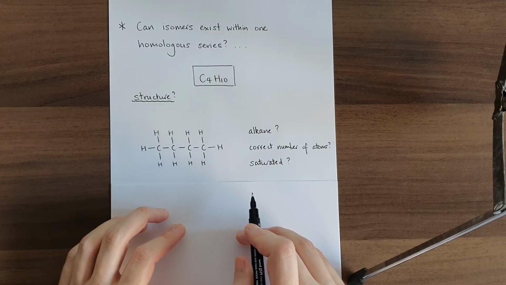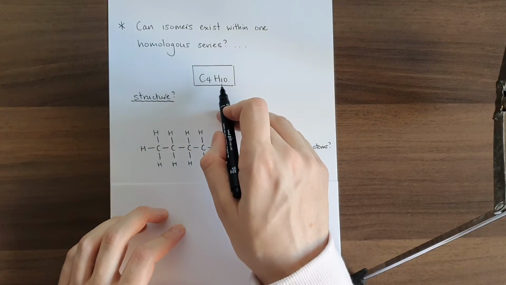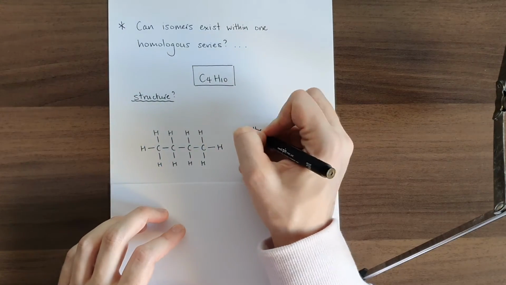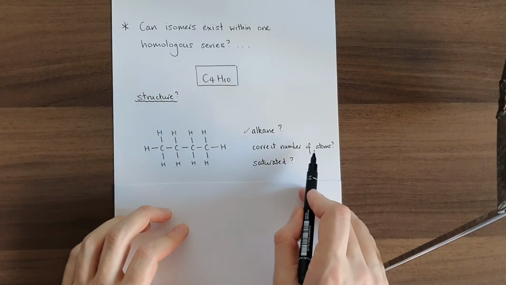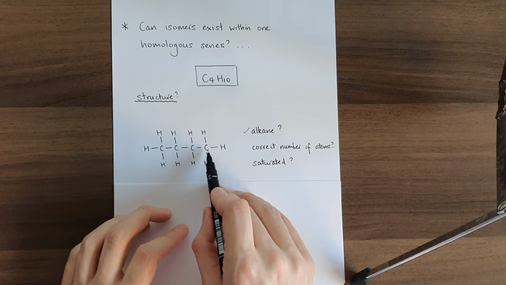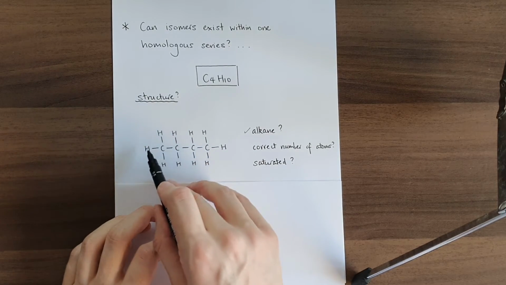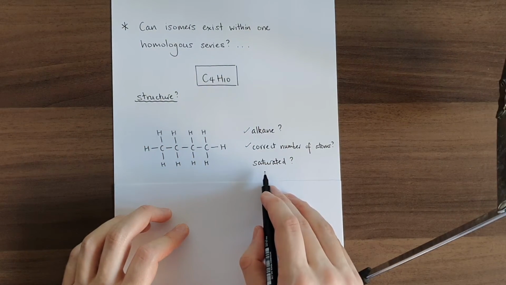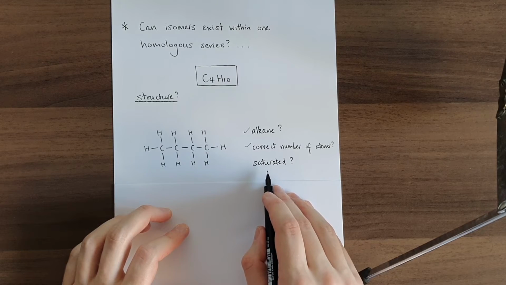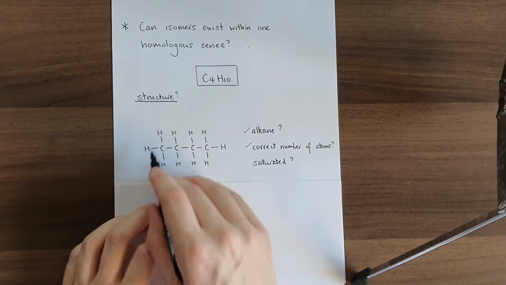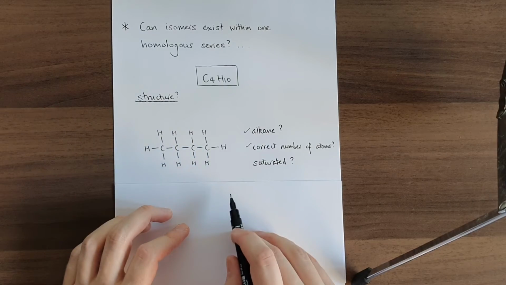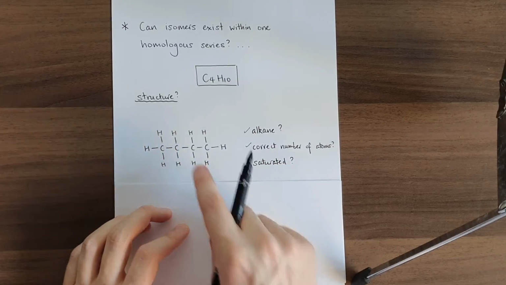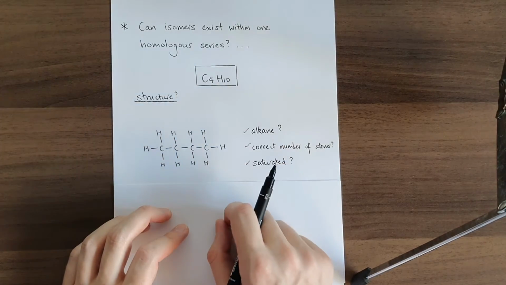So let's go through and make sure that this is definitely correct. Is it an alkane? Well, yes it is, because it follows the general formula of the alkanes, CnH2n+2. Does it have the correct number of atoms? 1, 2, 3, 4 carbons, yep. 1, 2, 3, 4, 5, 6, 7, 8, 9, 10 hydrogens. Yes, it does. Is it saturated? That is another prerequisite of being correct for an alkane. Well, yes, because all of the carbons are joined together by single saturated bonds. So that's completely correct. That is a completely acceptable full structural formula for C4H10.